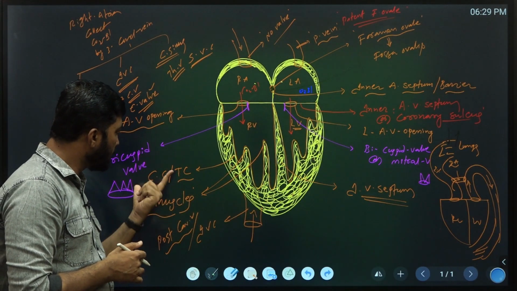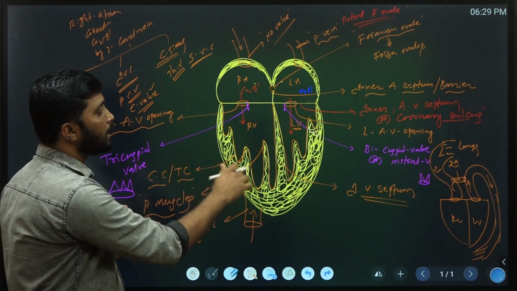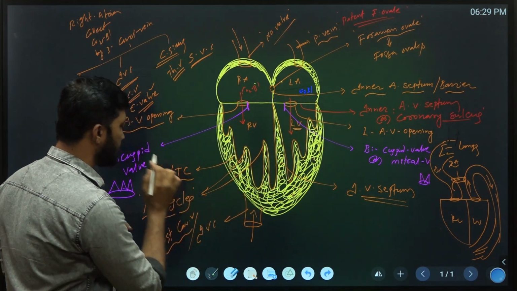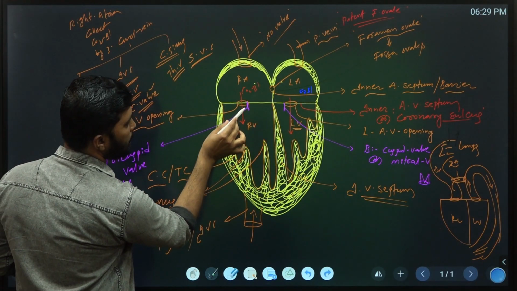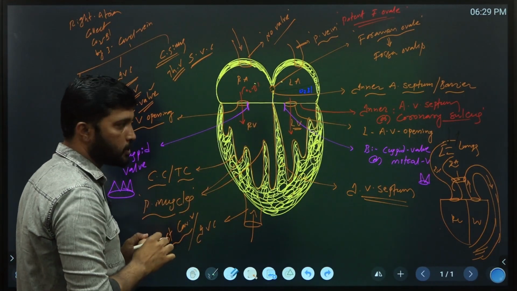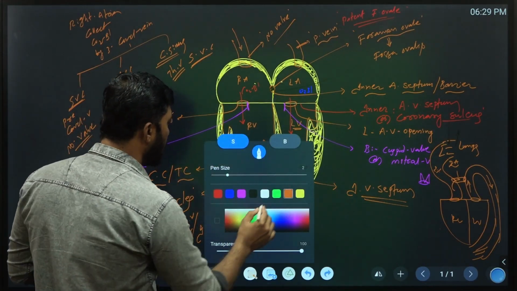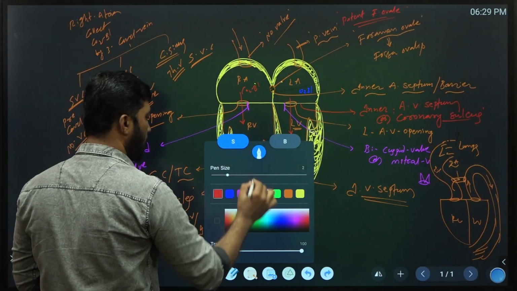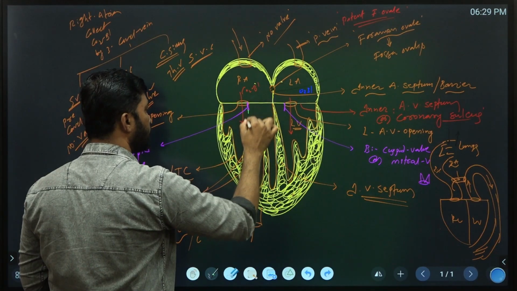Among these, some are very long and conical, cone-like structures called the papillary muscles. In between the papillary muscles and the AV valves, the fibers called chordae tendineae are present. This is the fiber, the chordae tendineae.